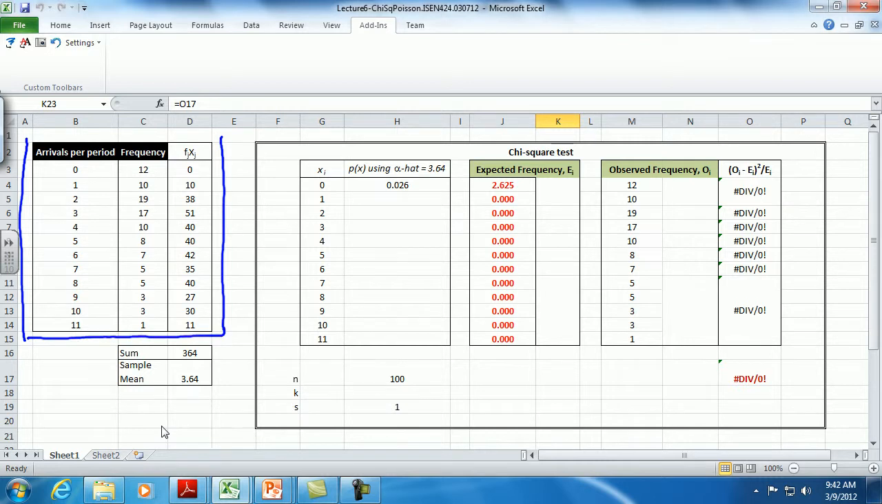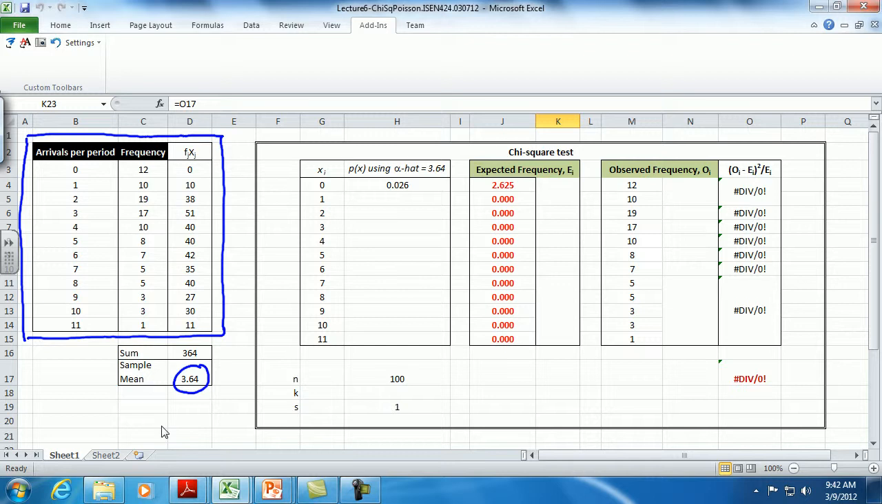So we have the frequency for each number of arrivals per period. And the first thing that we need to do is to estimate the parameter for the distribution that we are testing. So again, as I mentioned, we need to compute the value for the sample mean in order to estimate the parameter for the Poisson. So using that information, I was able to compute the sample mean, which is 3.64. And now we're going to use that information to compute the probability using the Poisson distribution.